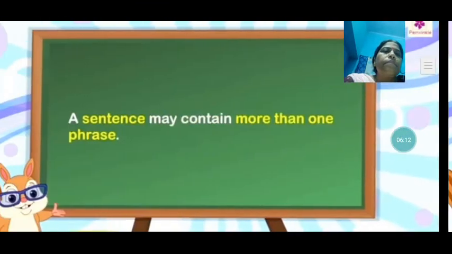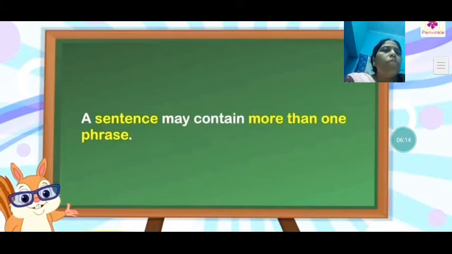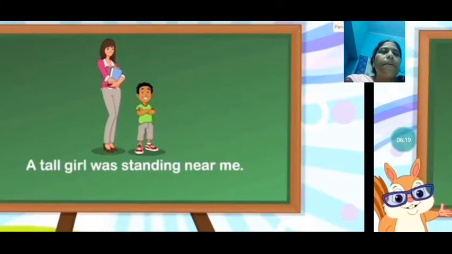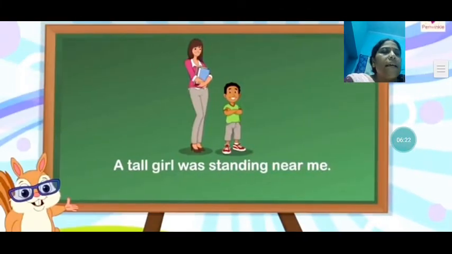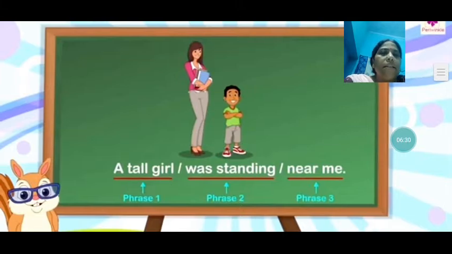A sentence may contain more than one phrase. So in a sentence, you may find more than one phrase. A tall girl was standing near me. Now see, in this, what do we see? A tall girl, that is phrase 1. Then was standing, that is phrase 2. And near me, that is phrase 3. So how many phrases are there in one sentence? There are 3 phrases in one sentence.